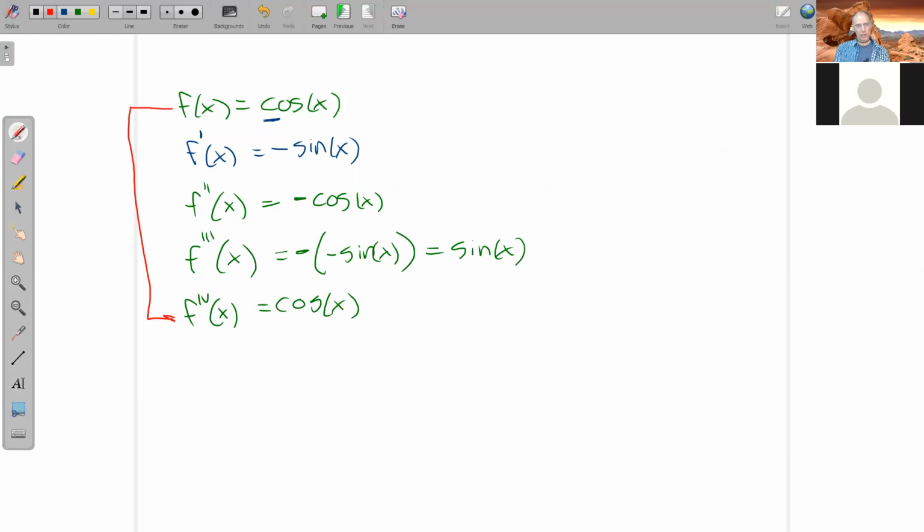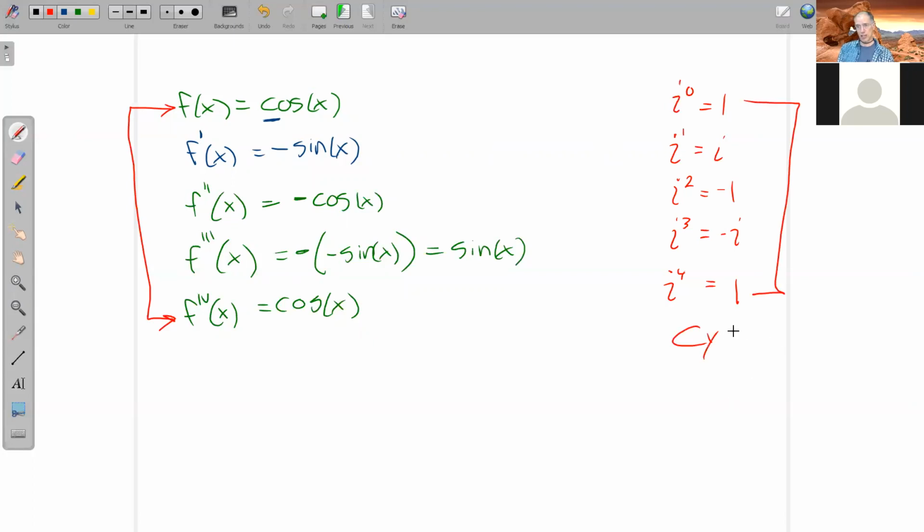Check that out. And you know what this reminds me of right here? i. Right? Think about i, and let's go i to the 0 power is 1. i to the first power is i. i to the second power is negative 1 because the square root of negative 1 is i. i to the third power would be i times i squared, which is negative i, and then i to the fourth power would be negative 1 times negative 1, which is 1, which puts me back where I started up there, and then this just cycles again.